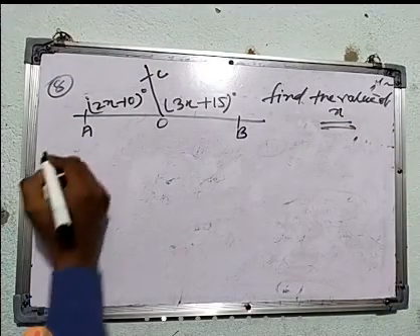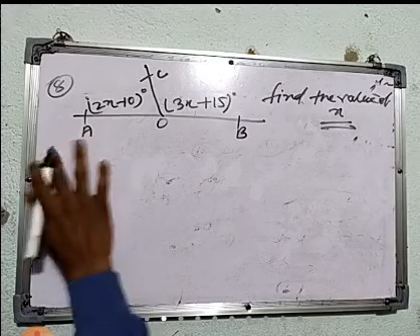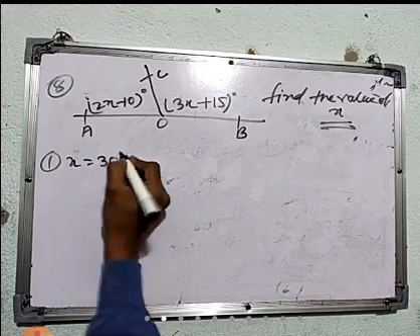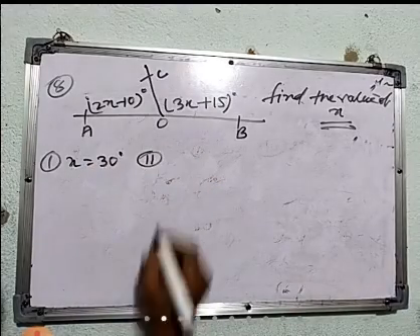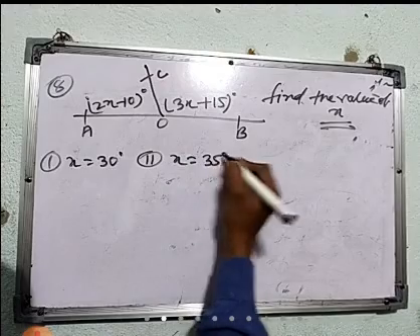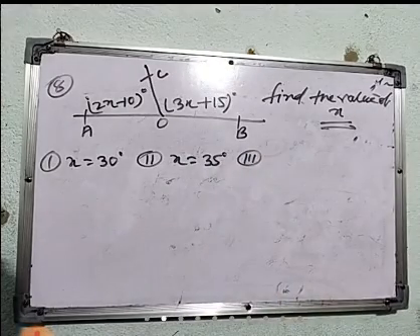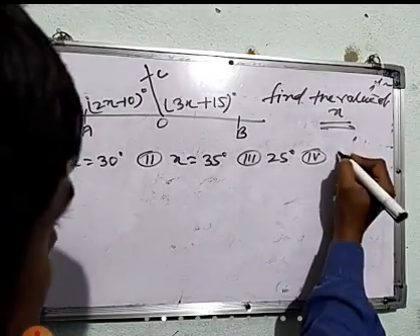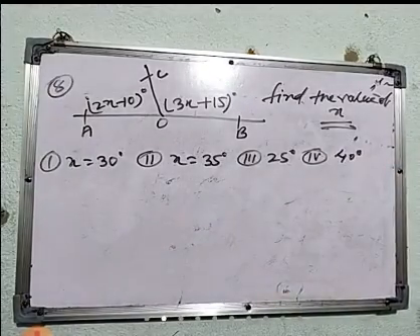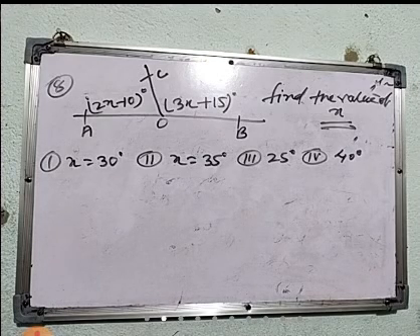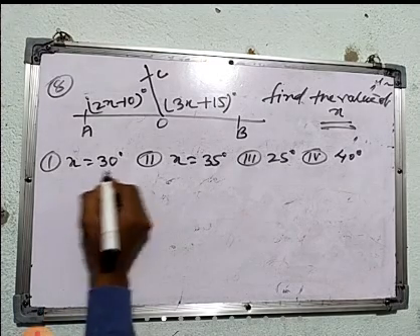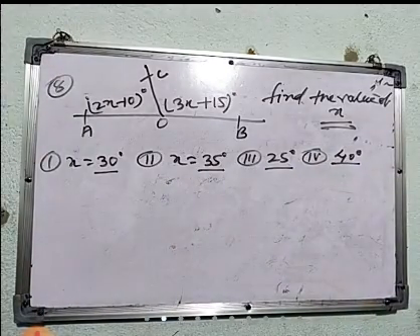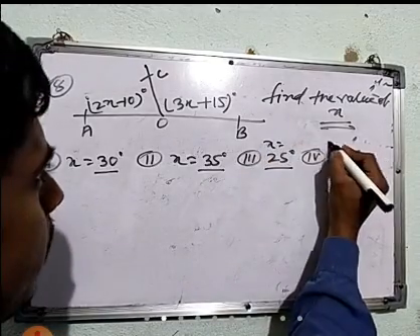So you have option 1, x equals 30 degree. Second, x equals 35 degree. Option third, x equals 25 degree. Now option 4, x equals 40 degree. So here you see the value of x is 30 degree, 35 degree, 25 degree and 40 degree.